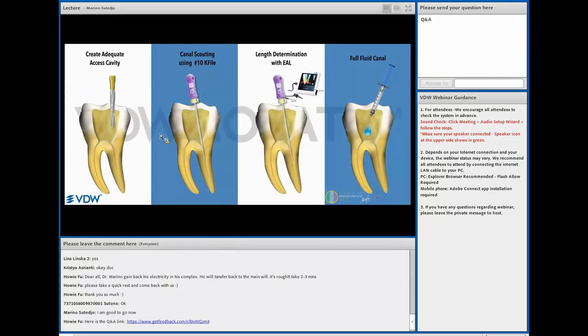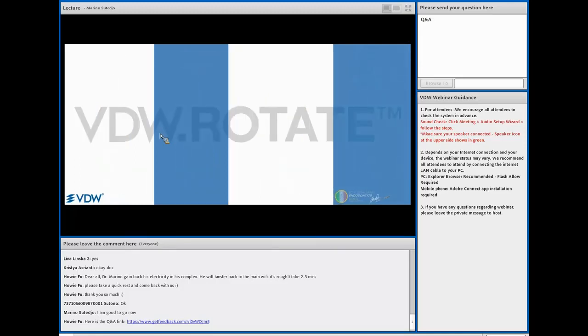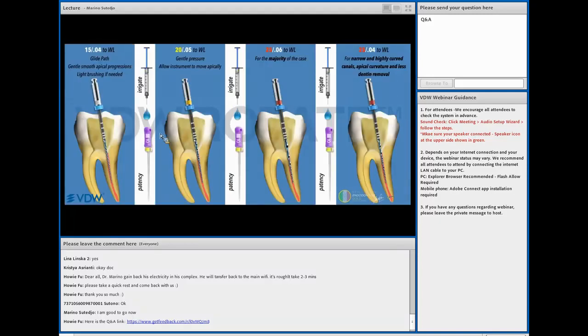The same thing also happens with all the other instrument techniques. You need to create an adequate access cavity and scout first using the 10K file just to make sure it's patent, and make sure you already create your working length by using your apex locator. And remember, always start your rotary instrument with a full fluid canal, because it helps our rotary instruments work better. So first we need to create a glide path using the 1504 to the working length. Don't forget, use it smoothly and gently. Do not push. You can use a light brushing motion to create a coronal enlargement to remove more coronal interference.